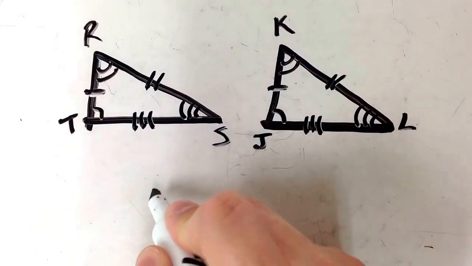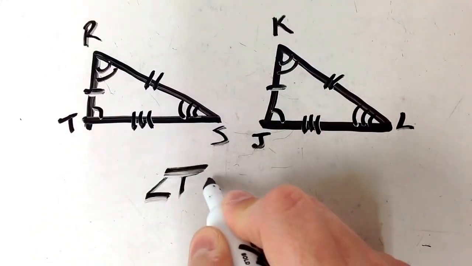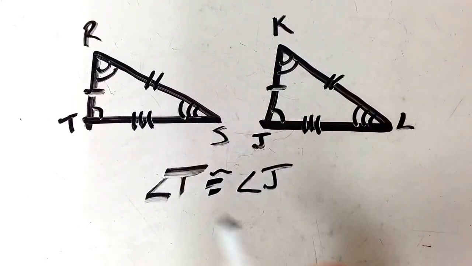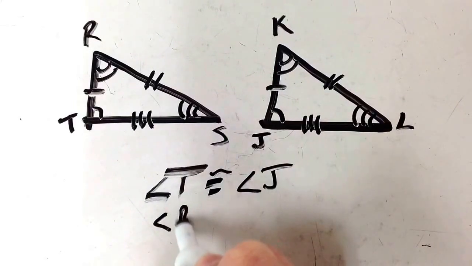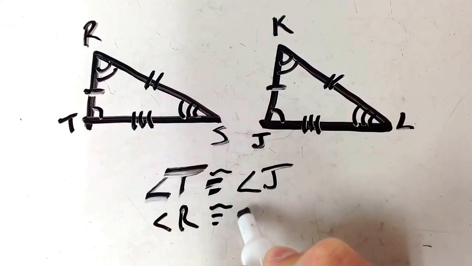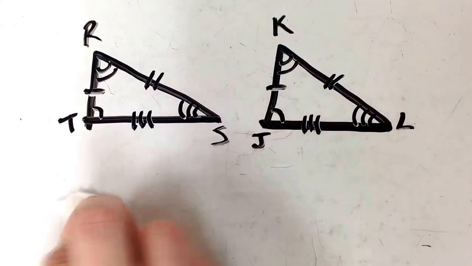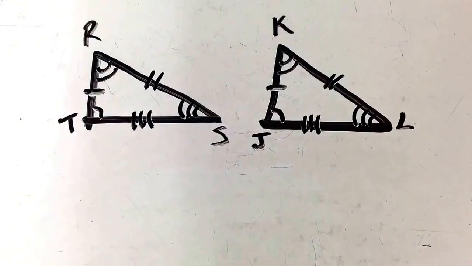I can write that like this. Angle T is equal or congruent to angle J. And I'd also say that angle R is congruent to angle K. So that means the equal sign with the squiggle over it means congruent. So I'm looking to match up the number of arcs with the angles.